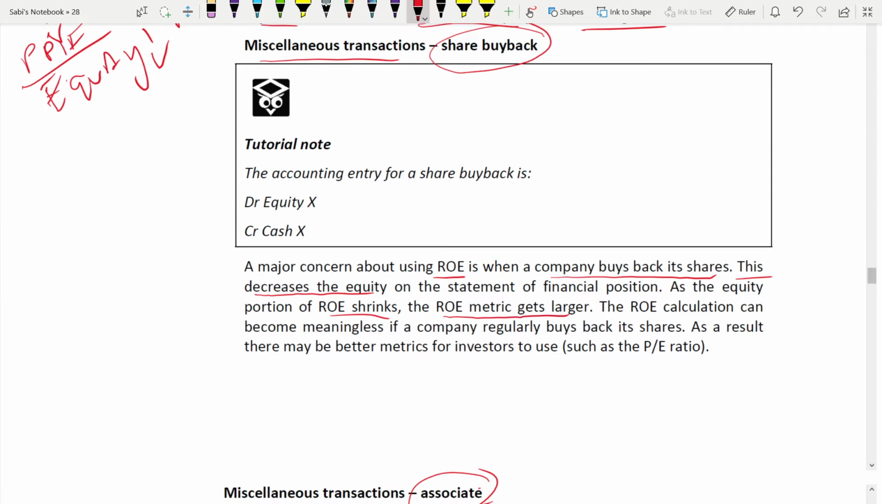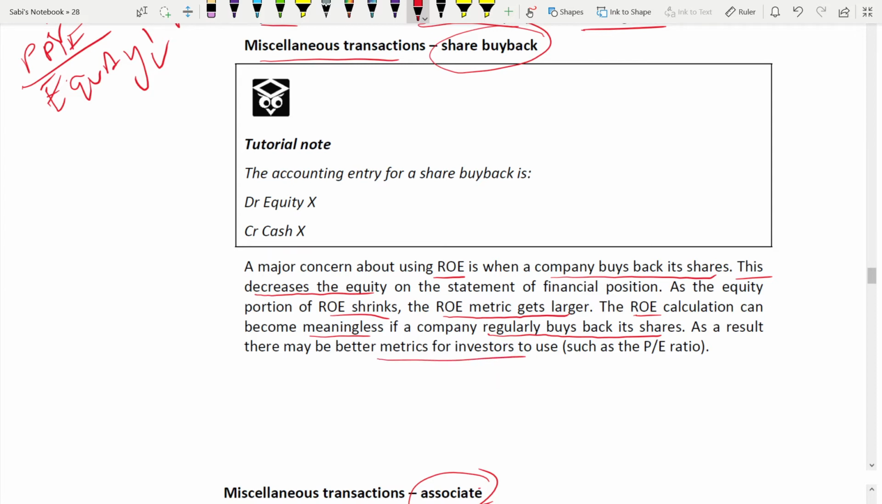So the ROE calculation can become meaningless if a company regularly buys back its shares. It becomes meaningless to use this calculation, because equity falls down and ROE increases. So as a result, there may be better metrics for investors to use.